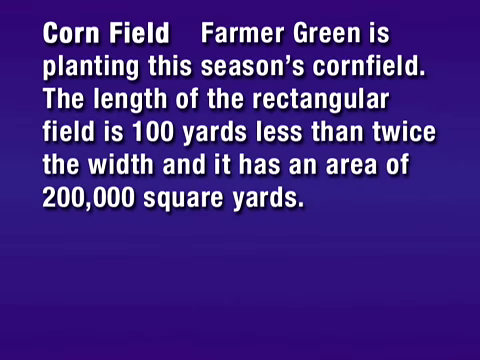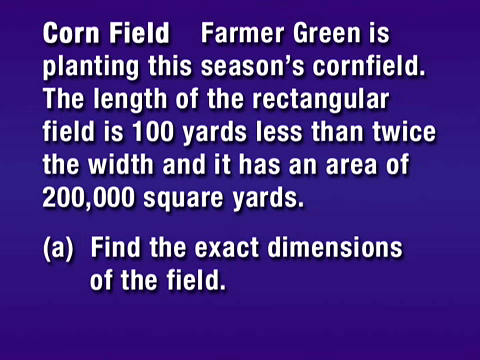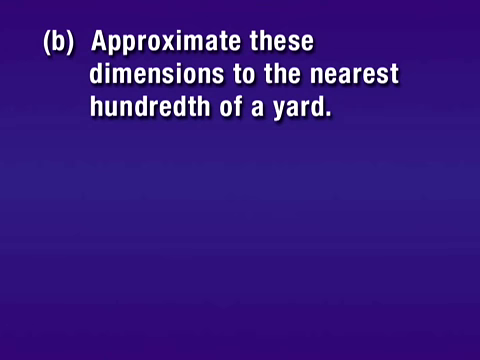Farmer Green is planting this season's cornfield. The length of the rectangular field is 100 yards less than twice the width, and it has an area of 200,000 square yards. Part A, find the exact dimensions of the field. Part B, approximate these dimensions to the nearest hundredth of a yard.